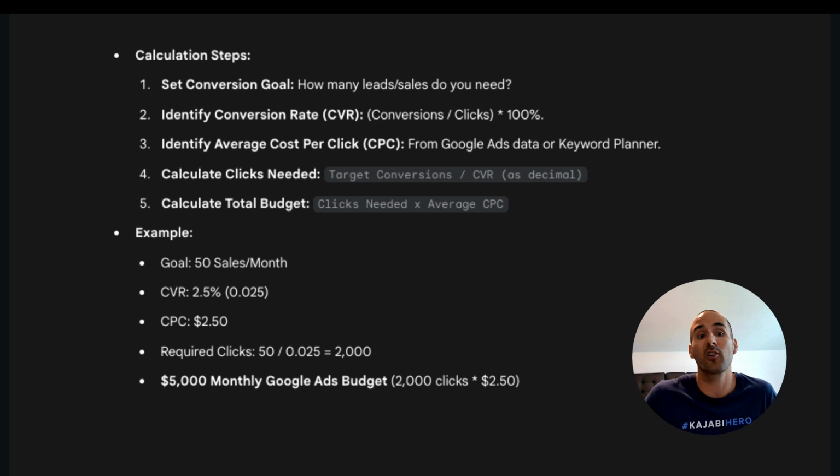Then you calculate the number of clicks that you need. So you take your target number of conversions and then you divide that by your conversion rate. And lastly, you calculate your total budget. So clicks needed multiplied by your average cost per click.